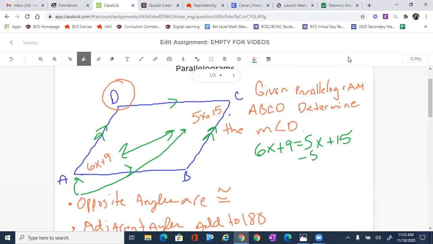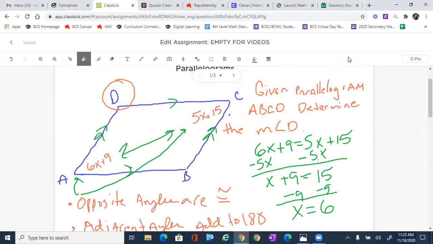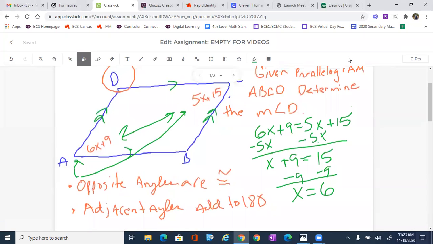So subtract 5x. Once we've subtracted 5x, we'll be left with x plus 9 equals 15, and then we're going to subtract 9, and that will give us x equals 6. Now, that has allowed us to solve for the variable x, but we are actually looking for the angle D.